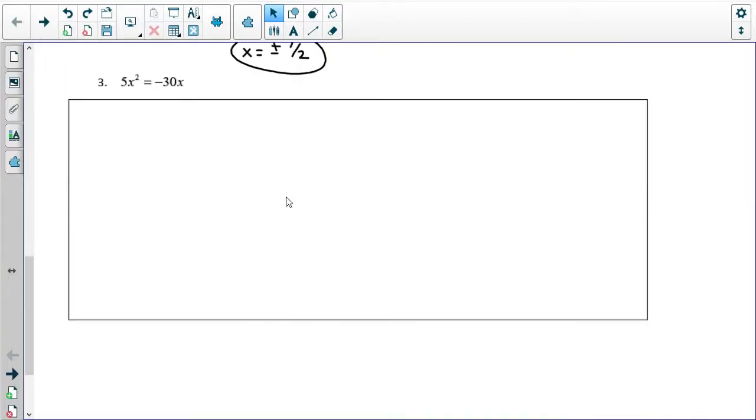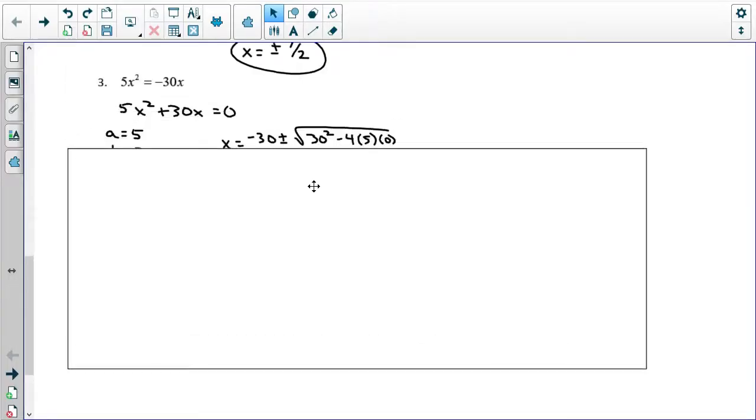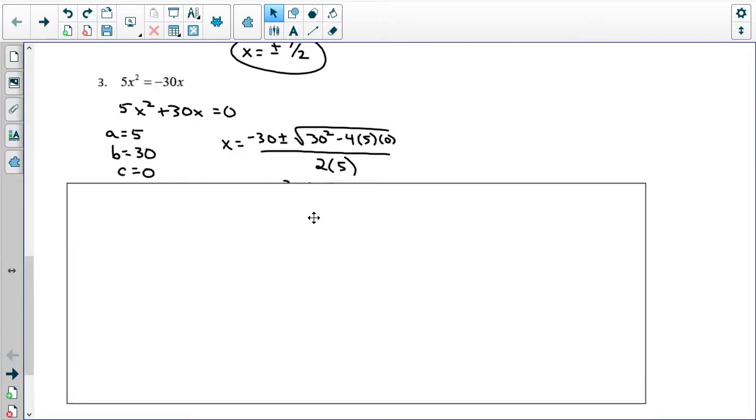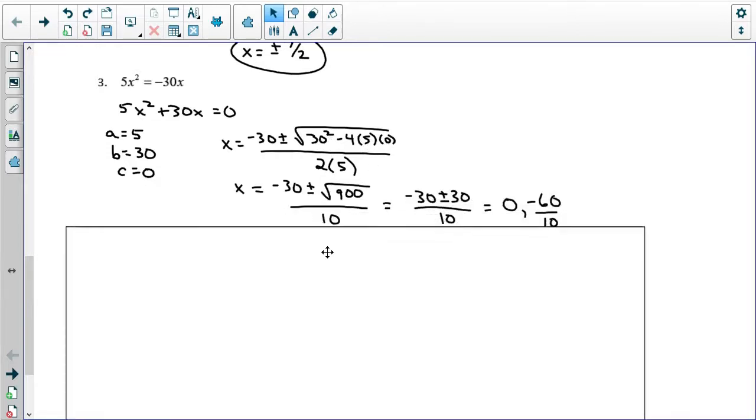If we take a look at problem 3, A is 5, B is 30, and C is 0. So if we substitute these values into the quadratic formula, we get -30 plus or minus the square root of 30 squared minus 4 times 5 times 0, all over 2 times 5.